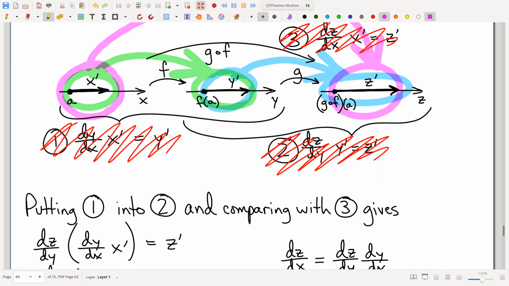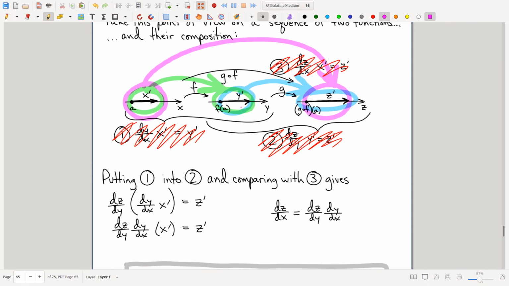Okay, well, that does it. If factors multiply, the overall factor is the product of the two individual factors, and there's your single variable chain rule right there. All right, is that cool?